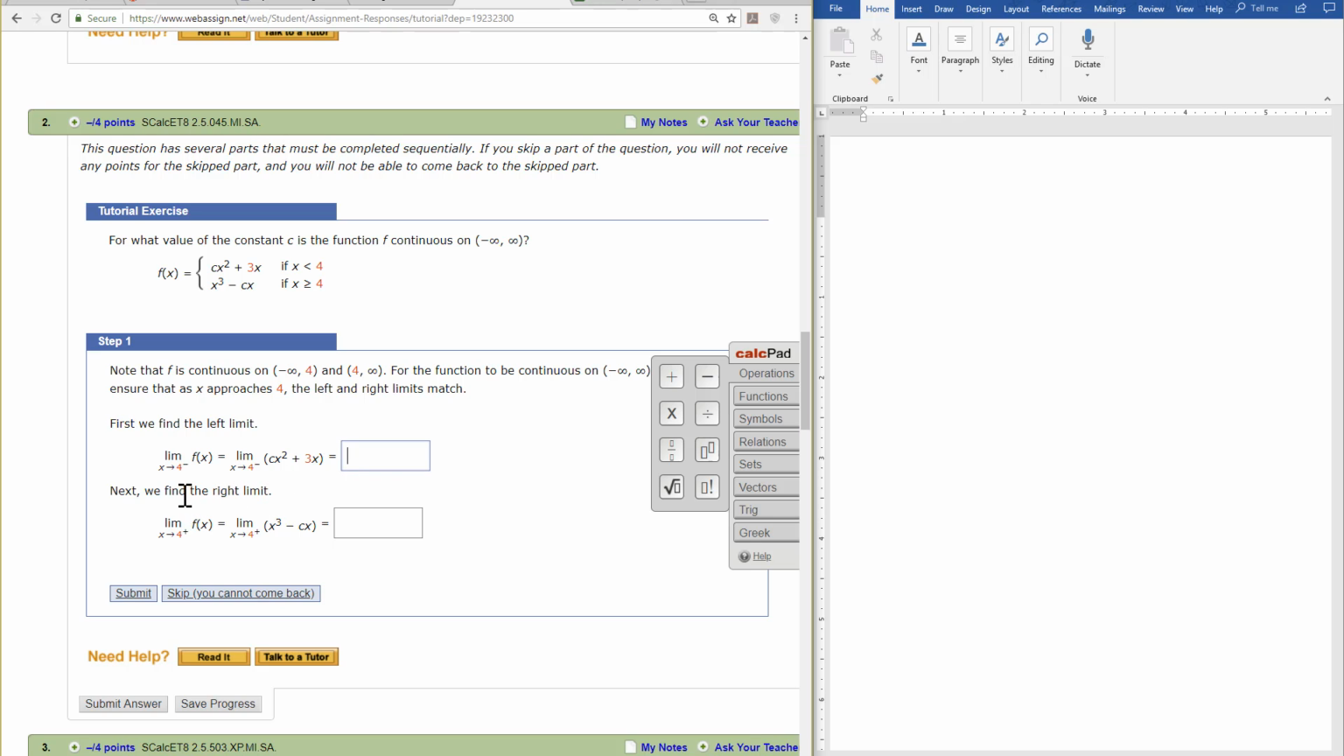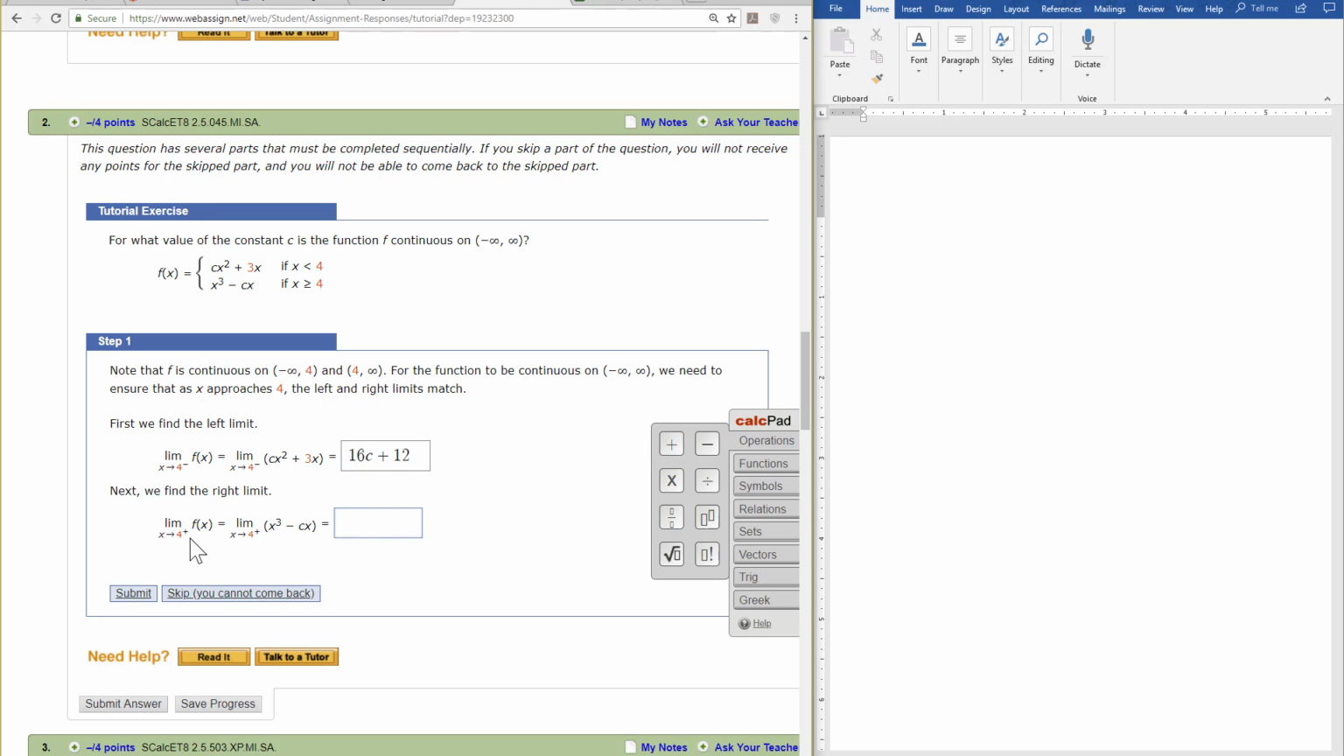And so as x approaches 4, since this is a nice polynomial continuous function, all we have to do is put 4 in. So we put 4 in for x, and we get x squared, that's 4 squared, so that's 16 times c, and then we add 3 times 4, which is 12.